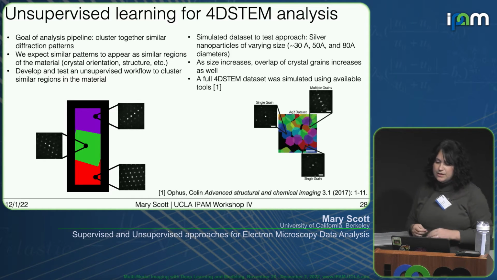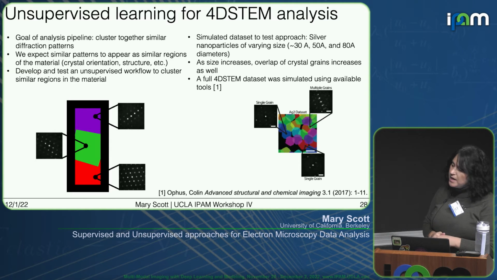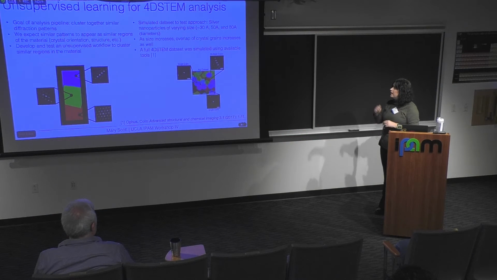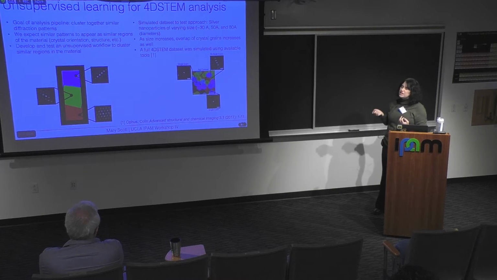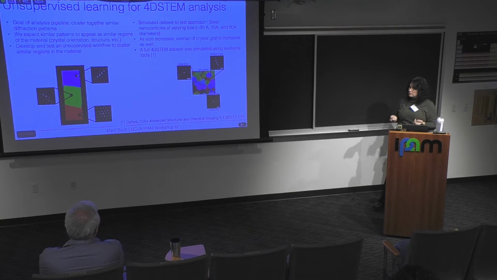So to test this, we generated a data set with these features. We actually made 3 data sets of silver nanoparticles with varying size, approximately 30 angstrom, 50 angstrom, and 80 angstrom diameters of the nanoparticles. And as the size increases, a feature of this data set is that the overlapping crystal grains, so again, this is a projectional method, so I can have nanoparticles sitting on top of each other or overlapping, will increase as the nanoparticles get bigger. So we expect that there will be regions in our data set that have two crystal orientations represented. And essentially, we simulated a full 4D STEM data set for each of these nanoparticle sizes using available tools that were developed by Colin Ophus and others at NCEM.